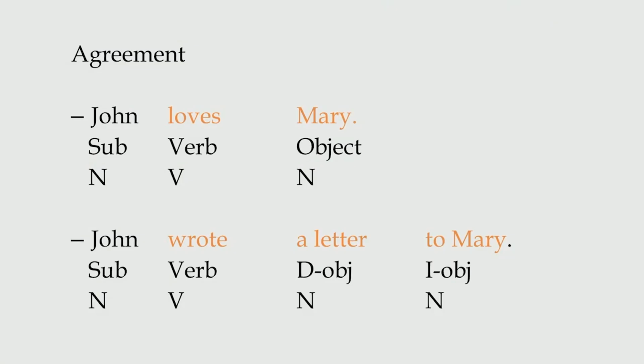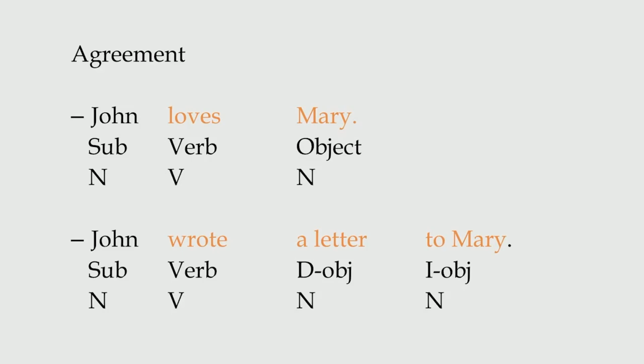Once again, I draw your attention to the two sentences that we have discussed before. On the screen, the first one is John loves Mary, and the second sentence is John wrote a letter to Mary. In both the sentences, there are two parts. I am sure you are familiar with these two parts by now. These two parts are subjects and predicates.